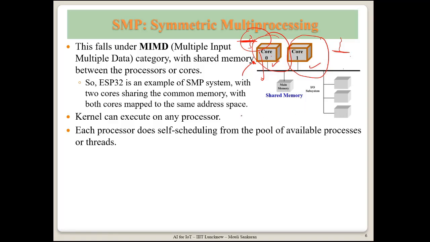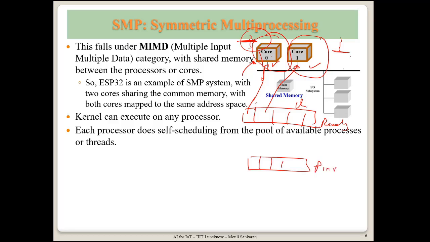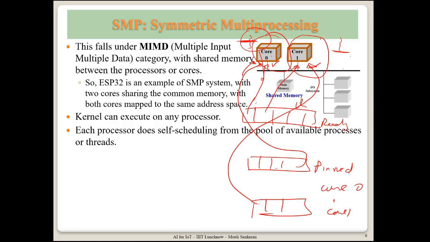When it is called, it looks at the common pool of ready processes in the ready queue, picks up one of them, and schedules it to run. But you may have some tasks which are pinned to a particular core, pinned to core 0, and another set of tasks pinned to core 1. Those can only run on their own core when it is available, whereas ready tasks which are free to run on any core can run on both of them.